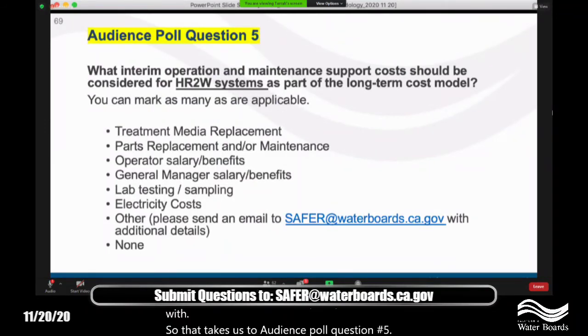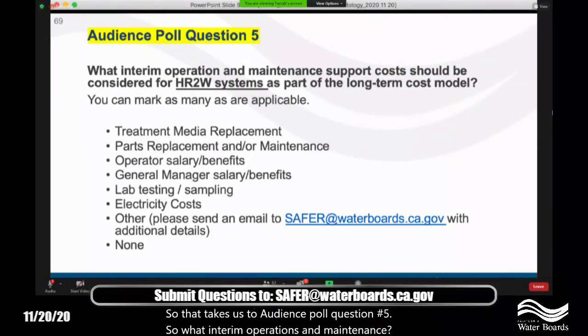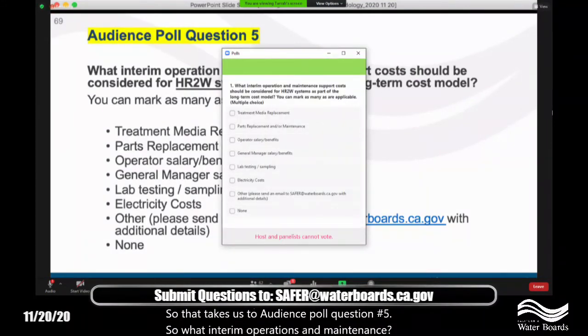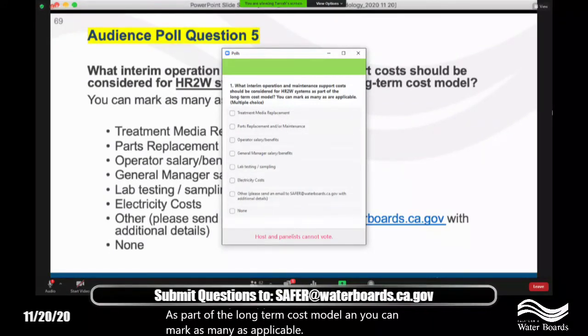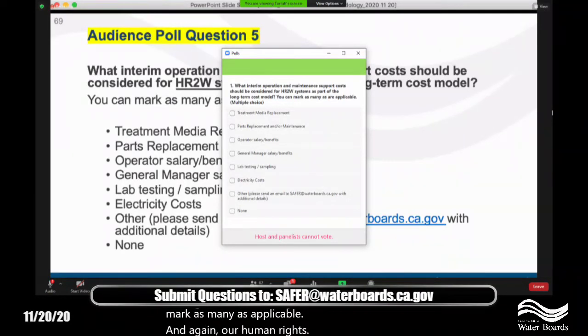So what interim operations and maintenance supports should be considered for human right to water systems as part of the long-term cost model? And you can mark as many as applicable. And again, our human right to water systems are those that are failing. They have a primary or secondary MCL violation.